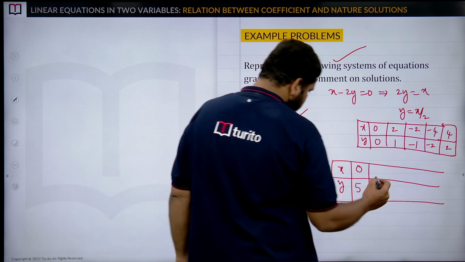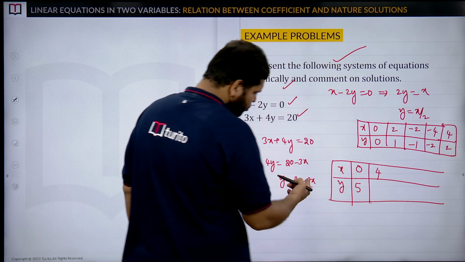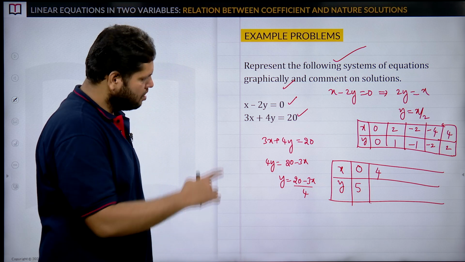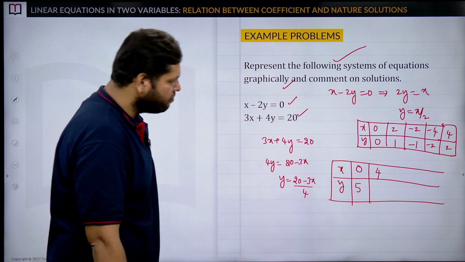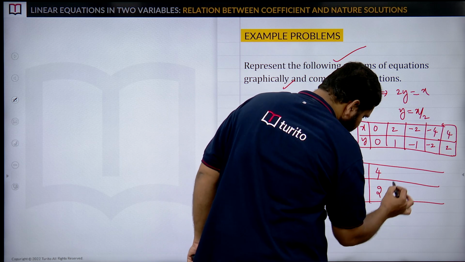I'll take x is equal to 4. So 3 4s are 12. 20 minus 12 is equal to 8. 8 by 4 is equal to 2. So I'll take the point is what? A 4 comma 2.